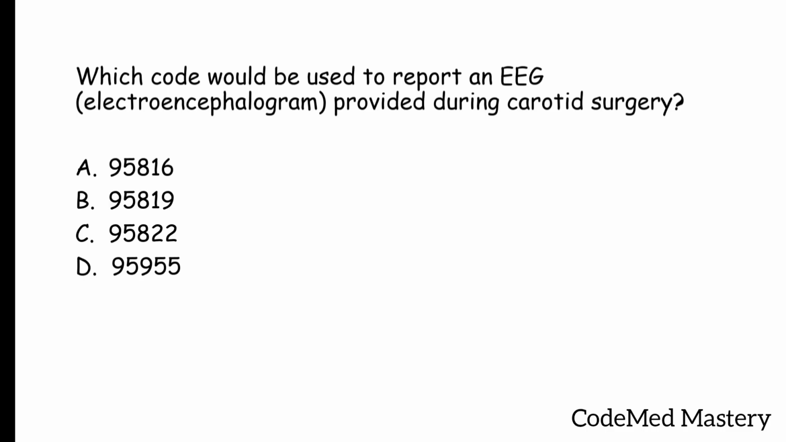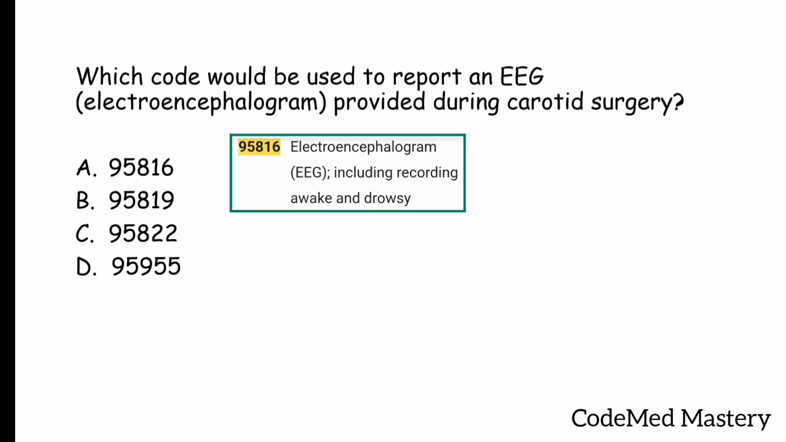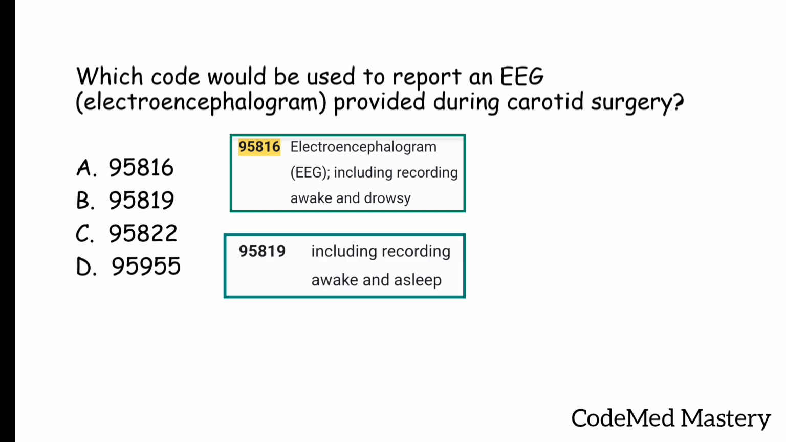Which code would be used to report an EEG, that is electroencephalogram, provided during carotid surgery? Let us look at the options. Check option A 95816. The code 95816 is for electroencephalogram EEG, including recording awake and drowsy. Option B 95819 is for electroencephalogram, including recording awake and asleep.